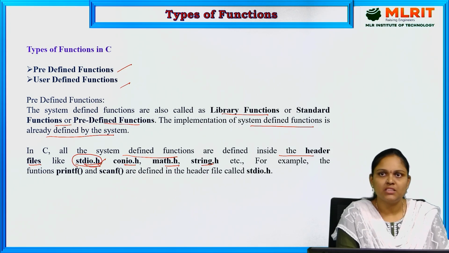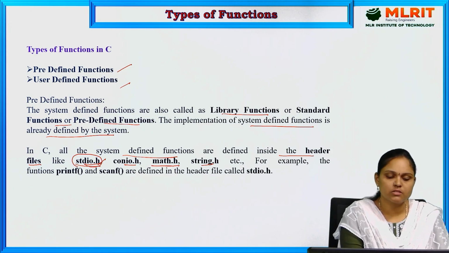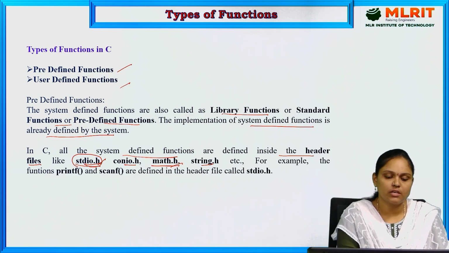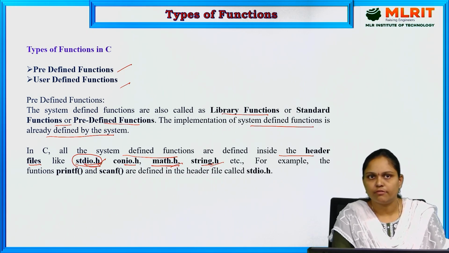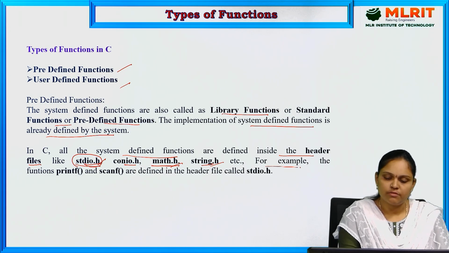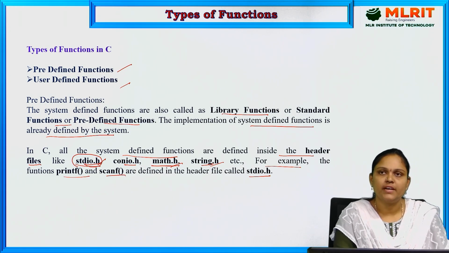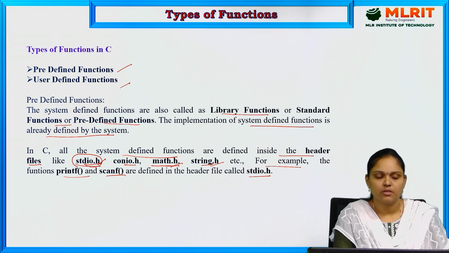Coming to mathematical problems like power or square root, and values like sine and cos, those are defined in the math.h header file. String-related functions are defined in the string.h header file. For example, the printf and scanf functions are defined in the header file called stdio.h.